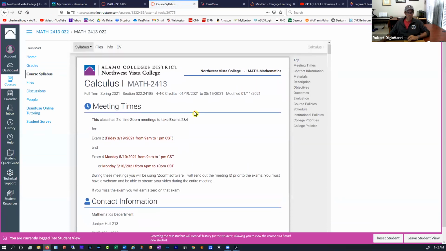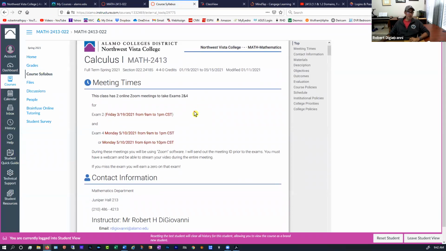So here's the syllabus. The most important thing I think you need to know to start out is that we are going to do two exams where you are going to have to log on to Zoom and take an exam live while I am proctoring the exam and watching you. The two dates for those exams are given here. Exam 2 is going to be on Friday, 3/19/2021 at 9 a.m. And it'll probably go for about 3 or 4 hours.